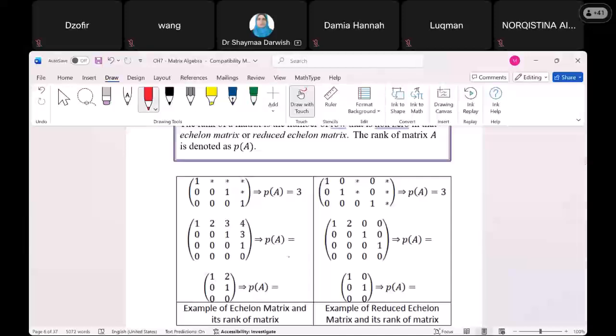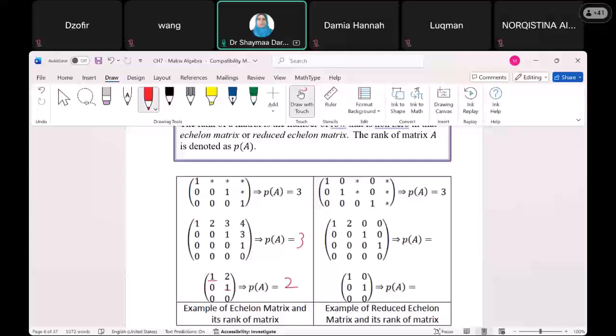Yes, exactly. Count the number of leading ones. Okay, this one: 1, 2, 0, 1, 0, 0. The rank here is equal to 2. The number of leading ones is 2.